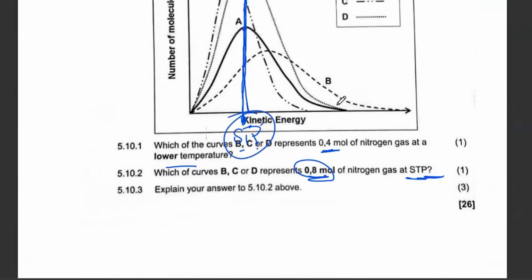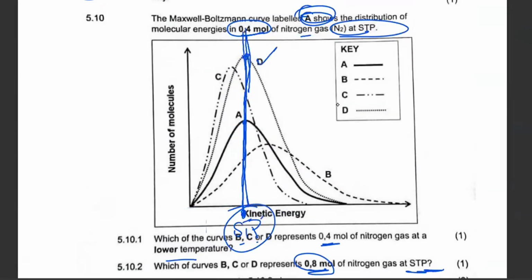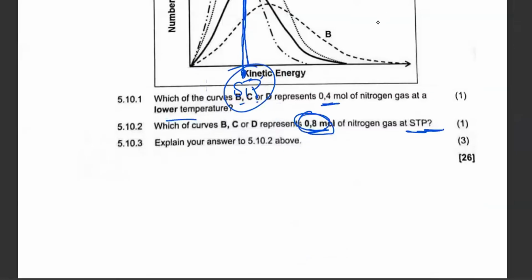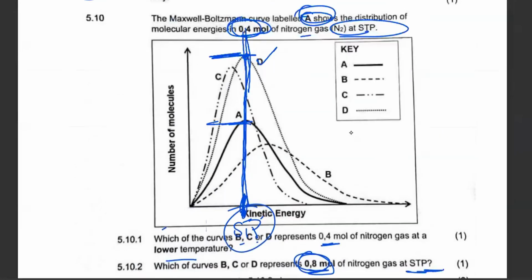And if you look at the volume, we will see that this is double that one, because here they used 0.4 while here they use 0.8. So you have two ways in which you can identify it properly. To explain your answer, you can say that the kinetic energy is the same. We have said it is the same.